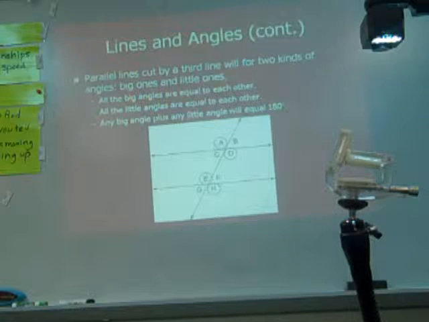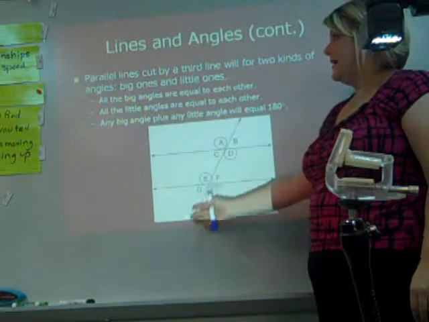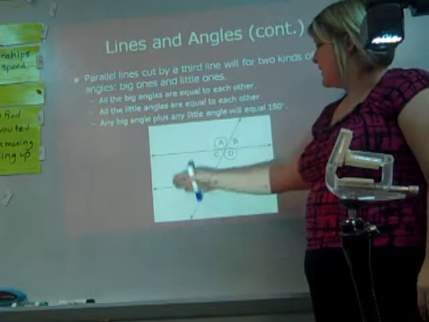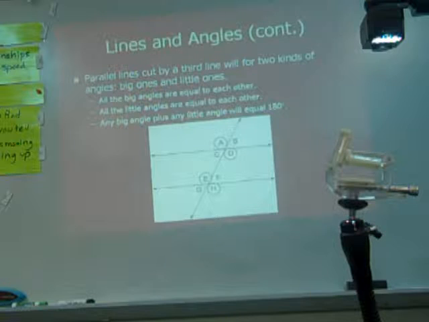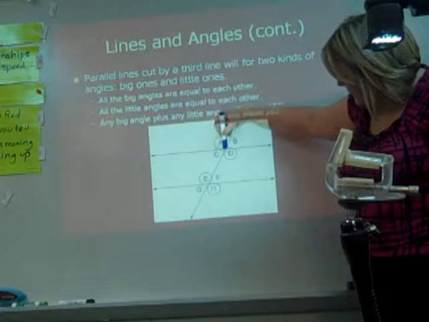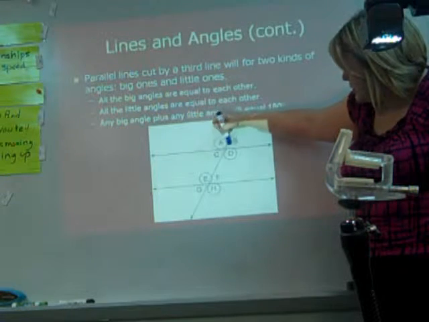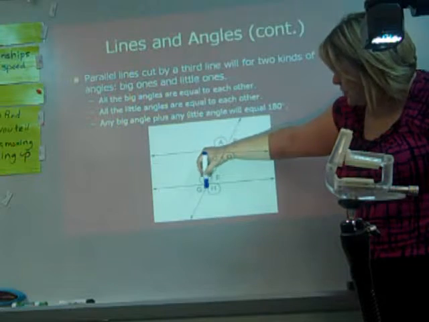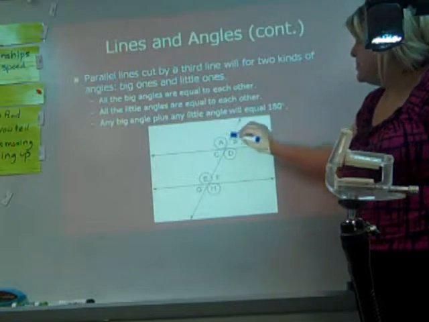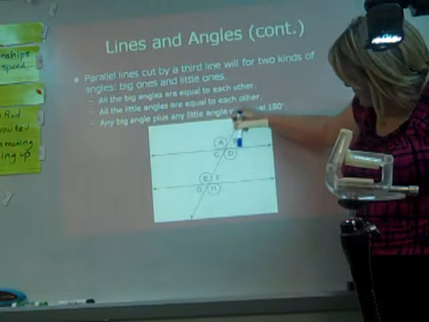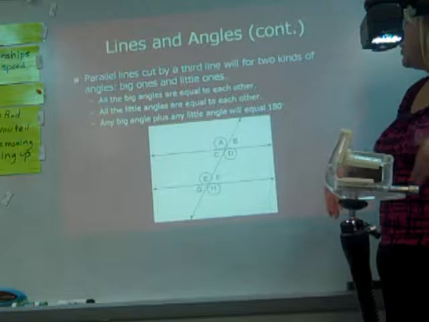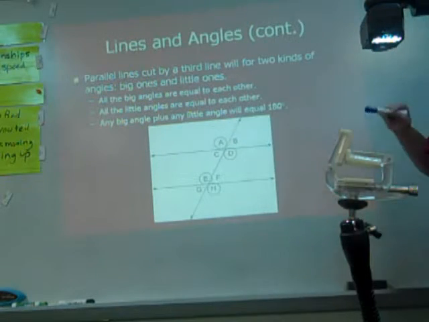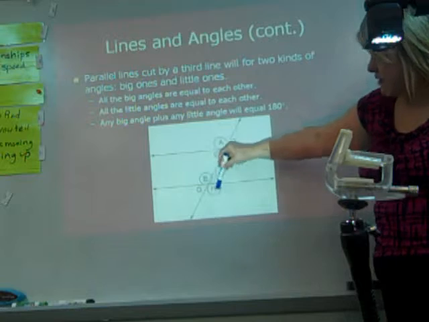If you have parallel lines that are cut by a third line, this line's called a transversal because it transverses, or it cuts across these 2 parallel lines. There are 2 kinds of angles that are formed, big ones and little ones. So if you look at these intersections here, 1, 2, 3, 4 angles, 1, 2, 3, 4 angles. Some of them are obtuse, they're greater than 90. Some of them are acute, they're less than 90. So we've got big, those are the obtuse ones, little, those are the acute ones. All the big angles are equal to each other, so here I've circled all the big angles.